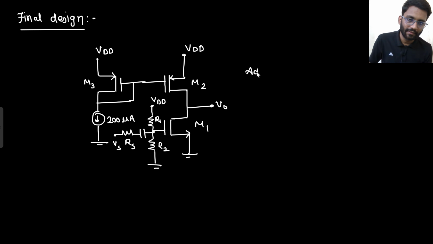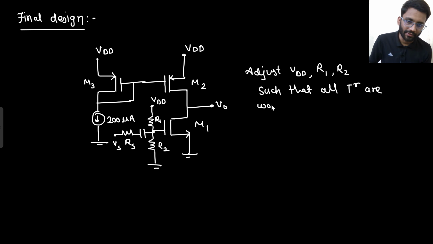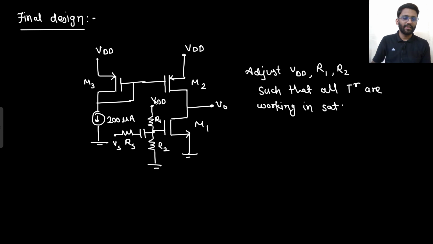I will adjust VDD, R1, R2 such that all transistors are working in saturation. Why should these two be working in saturation? Because this is a current mirror. And why should this be working in saturation region? Because you are using it as an amplifier. So all transistors are working in saturation region.